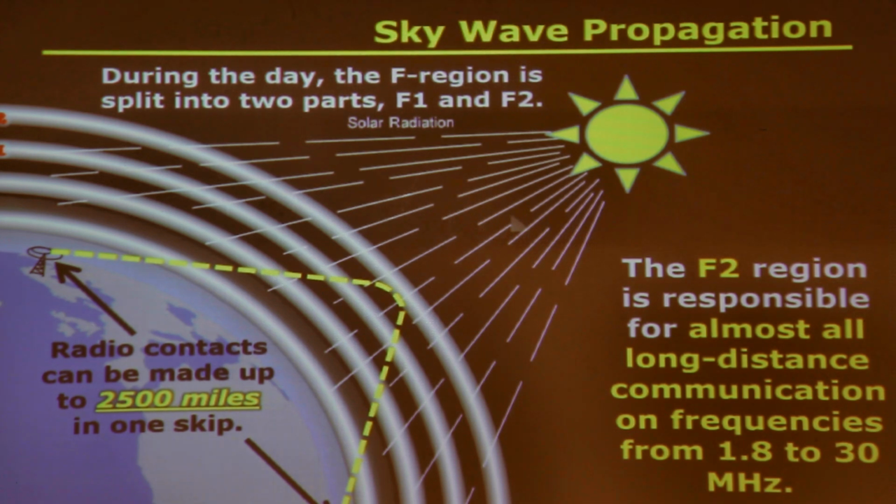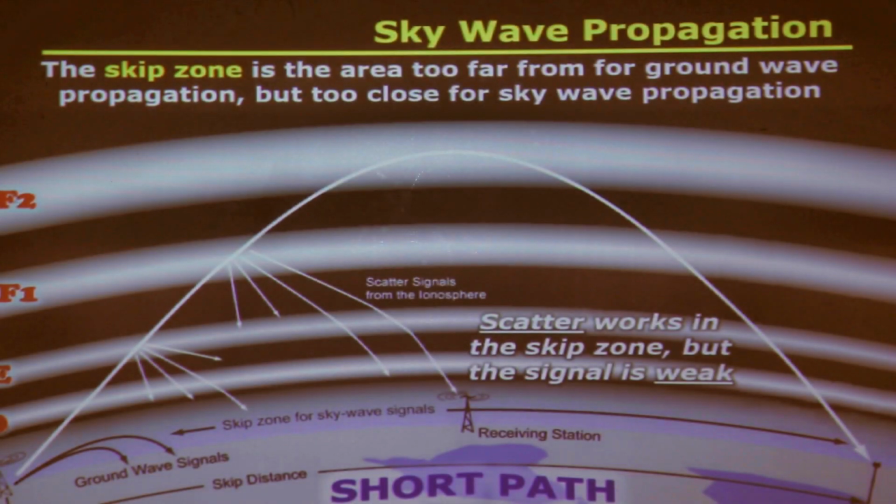So during the day, that F region is split into two parts. It's called F1 and F2. It's caused by the sun. This stuff is generated by the ultraviolet radiation from the sun. Let's look a little closer. We talked about ground wave signals. We talked about skywave signals. And we have something now called skip.